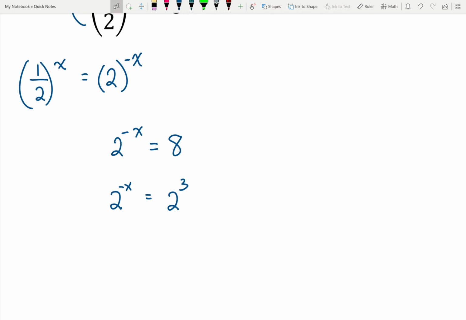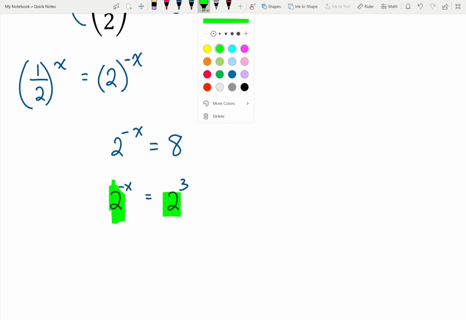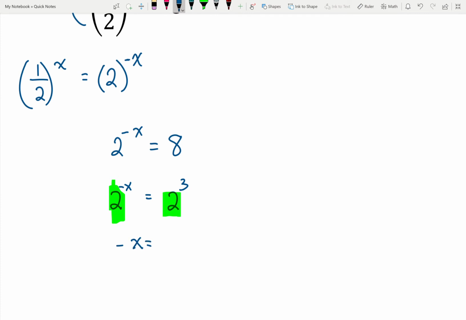So because now my bases are the same, right? I have a 2 right here and a 2 right here. We should probably make that smaller as well. I can now equate their exponents. So I'm left with minus x equals 3. That means x equals minus 3.